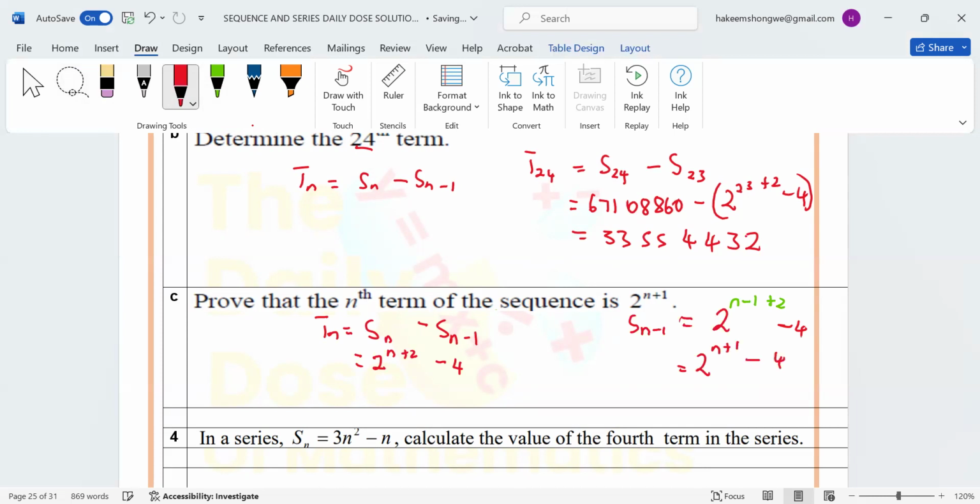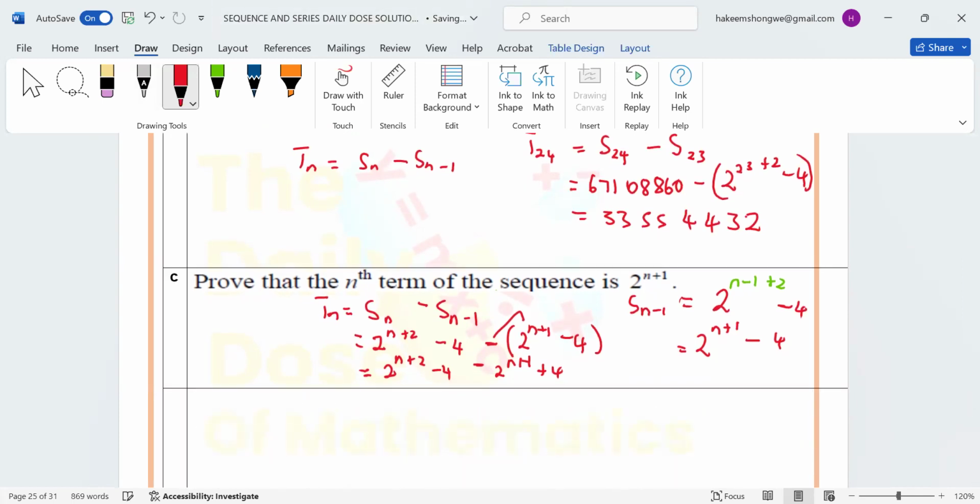So I can substitute it here now. Minus Sn minus 1 is going to be minus 2 to the power of n plus 1 minus 4. Moving on, we're going to have 2 to the power of n plus 2 minus 4, and this multiplied by the minus gives minus 2 to the power of n plus 1, and then plus 4. You see? Okay, what should we do from here?